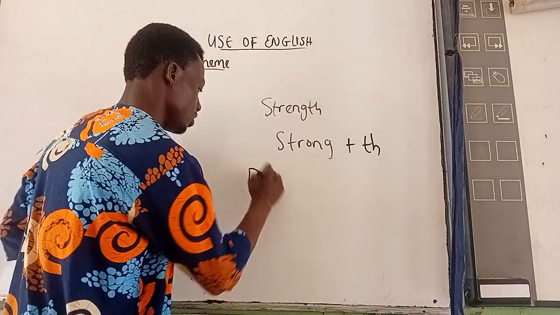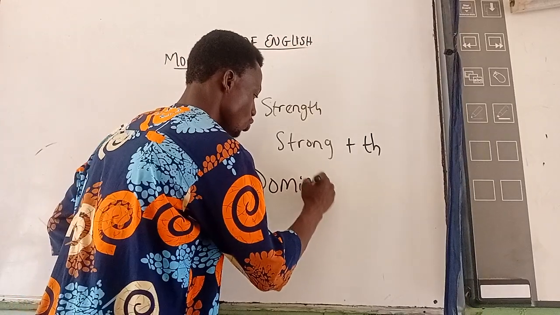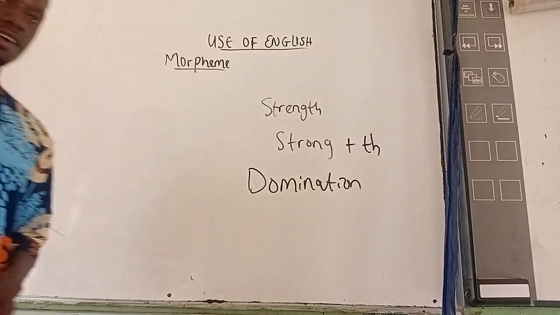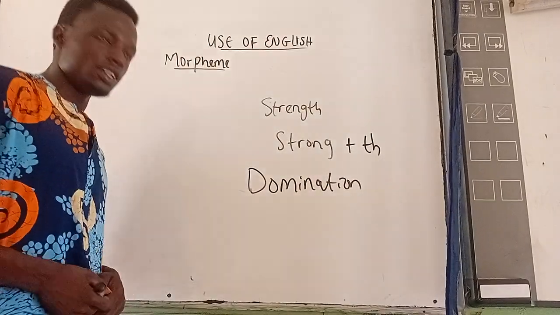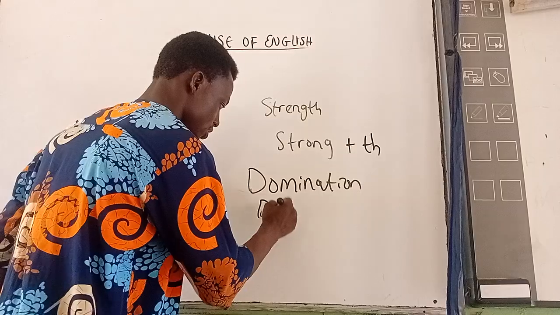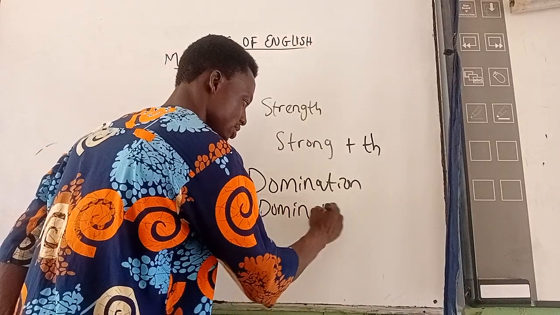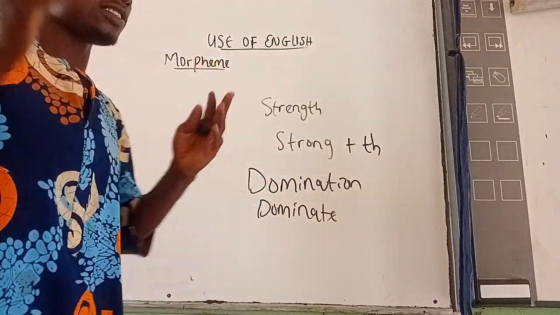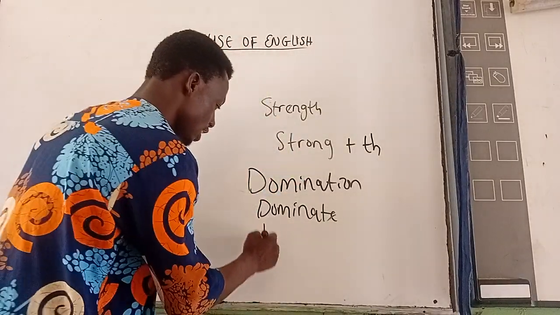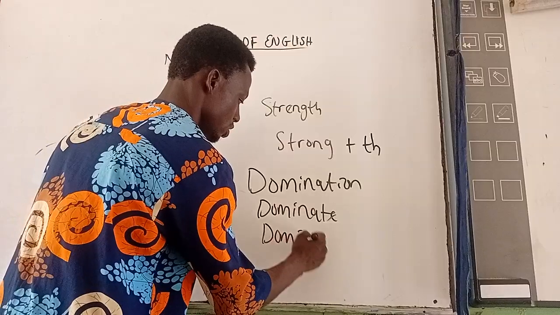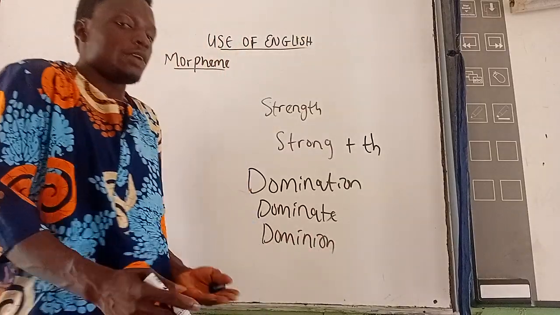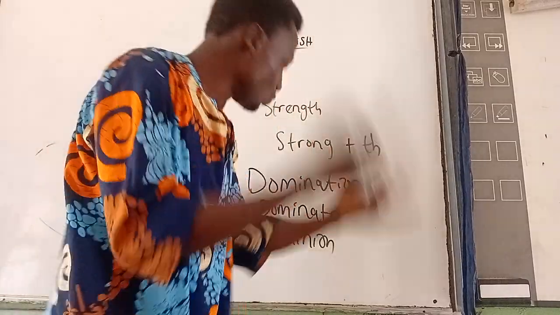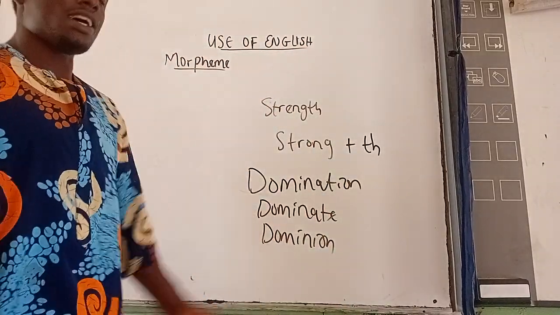Okay, now this is not the example. I just want to give this: domination. How many morphemes do we have? Now listen. You can also have dominate. Dominate and domination, they still have the same family group. It's still about ruling. I can still have dominion. Dominion is also still about ruling. So whether dominion, dominate, or domination, they are still talking about ruling. So you can separate them.